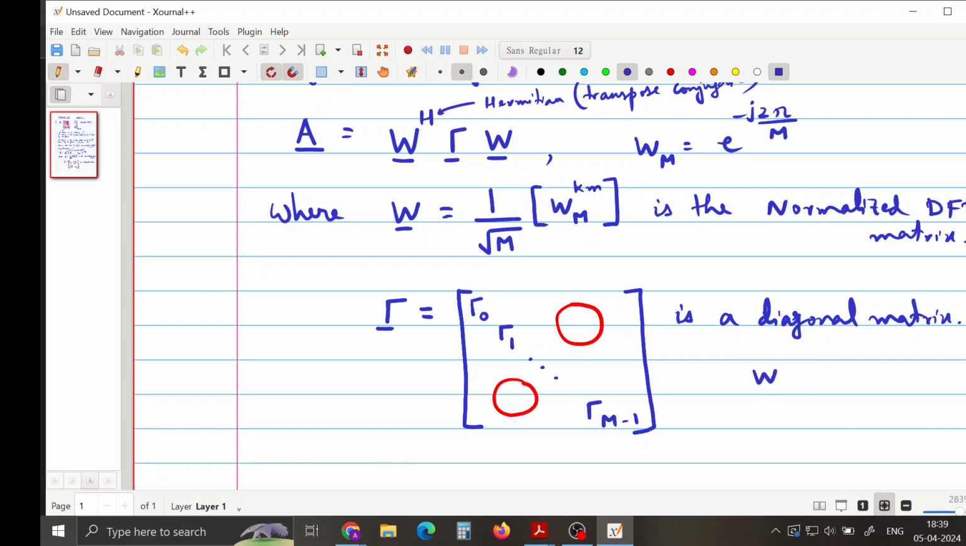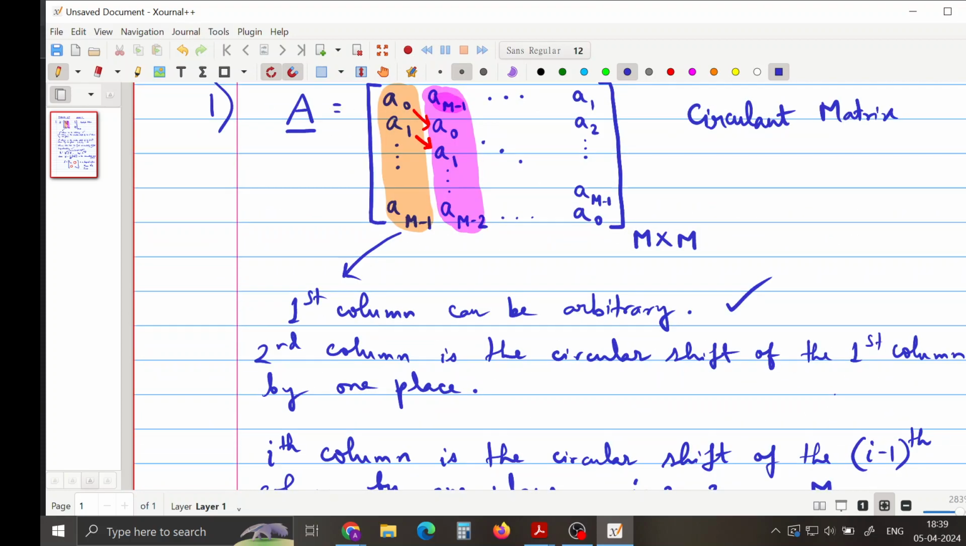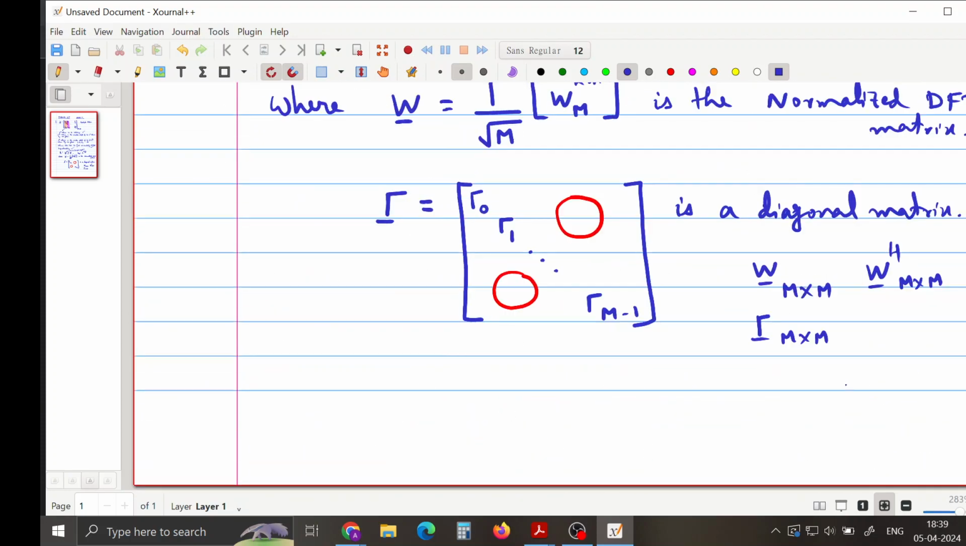Okay, so W, I'm just writing the dimensionality. It is m cross m. Gamma is also m cross m. W Hermitian is also m cross m. Okay, so the overall A matrix is also m cross m. Okay, great.